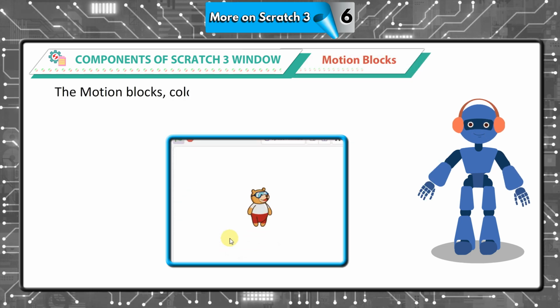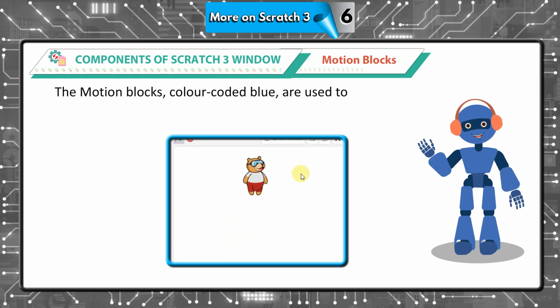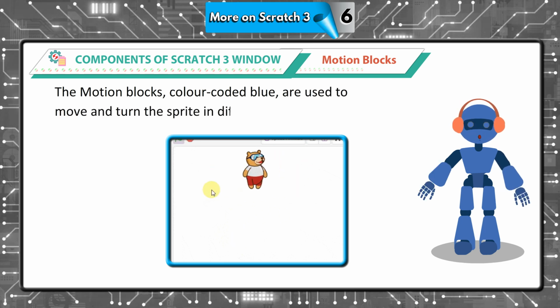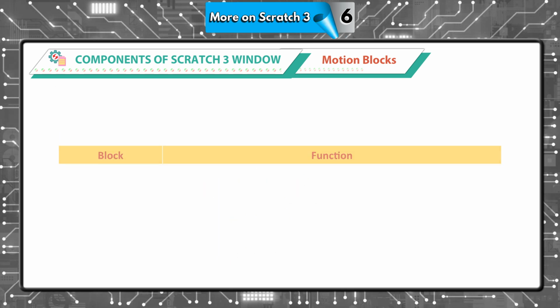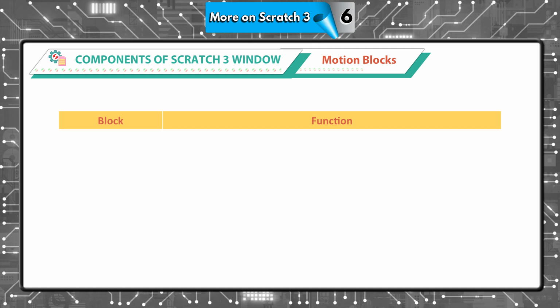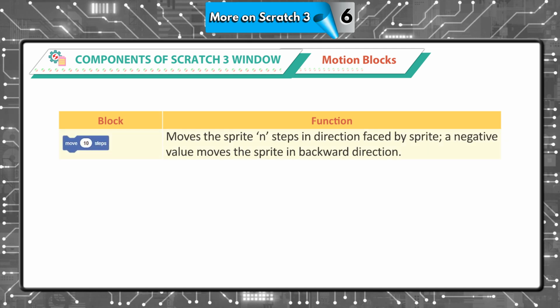Motion blocks. The motion blocks, color-coded blue, are used to move and turn the sprite in different directions. Block, function. Move 10 steps: moves the sprite in steps in the direction faced by the sprite. A negative value moves the sprite in backward direction.